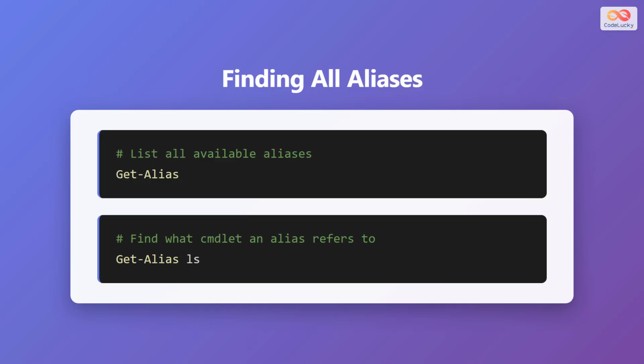PowerShell provides built-in commands to explore aliases. To see all available aliases in your system, simply run Get-Alias. This displays a complete list of every alias and its corresponding cmdlet. If you want to find out what cmdlet a specific alias refers to, use Get-Alias followed by the alias name. For example, Get-Alias ls will confirm that ls maps to Get-ChildItem. This is incredibly helpful when you encounter an unfamiliar alias.